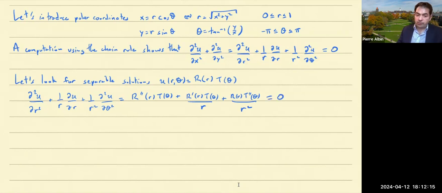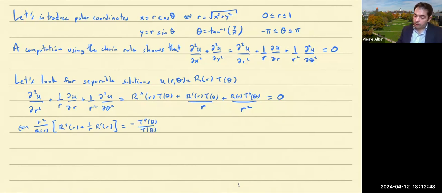Right, and we want that equal to 0. So we could rewrite that by putting all of the r's on one side and all of the thetas on the other. So let's write that as little r squared divided by capital R of r times R double prime plus 1 over r capital R prime equals minus T double prime of theta divided by capital T of theta.